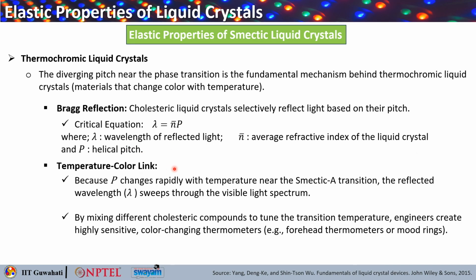So, what is the link between temperature and color here? Because p, the pitch, changes rapidly with temperature near the smectic A transition region, the reflected lambda sweeps through the visible light spectrum. So, by mixing different cholesteric compounds to tune the transition temperature, one can engineer highly sensitive color changing thermometers, something like forehead thermometers or mood rings.